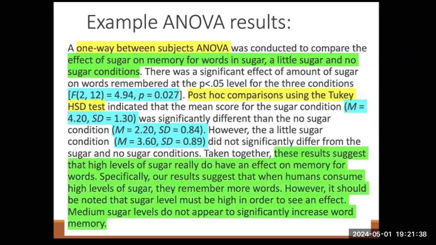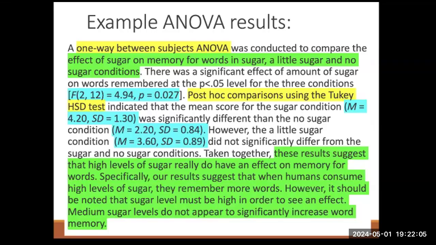So here is the interpretation. These results suggest that high levels of sugar really do have an effect on memory for words. Specifically, our results suggest that when humans consume high levels of sugar, they remember more words. However, it should be noted that sugar levels must be high in order to see an effect. Medium sugar levels do not appear to significantly increase word memory.